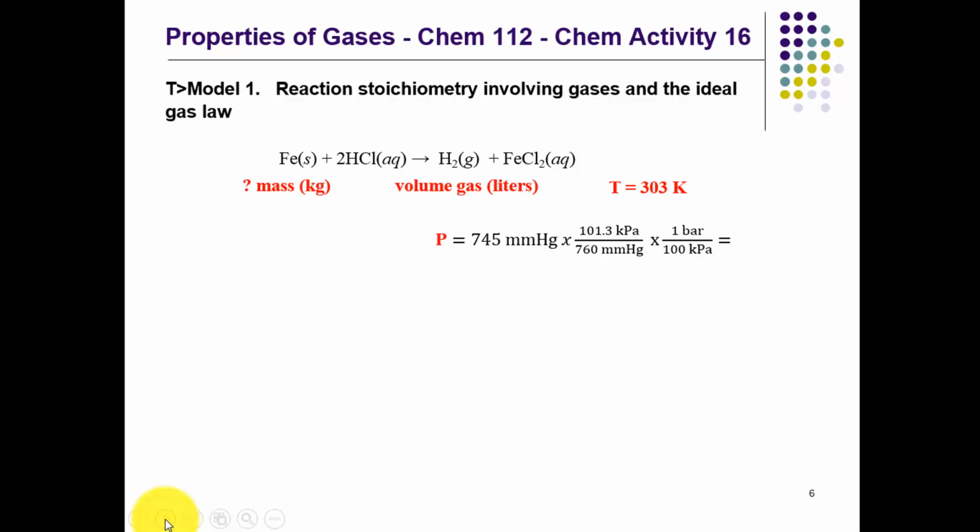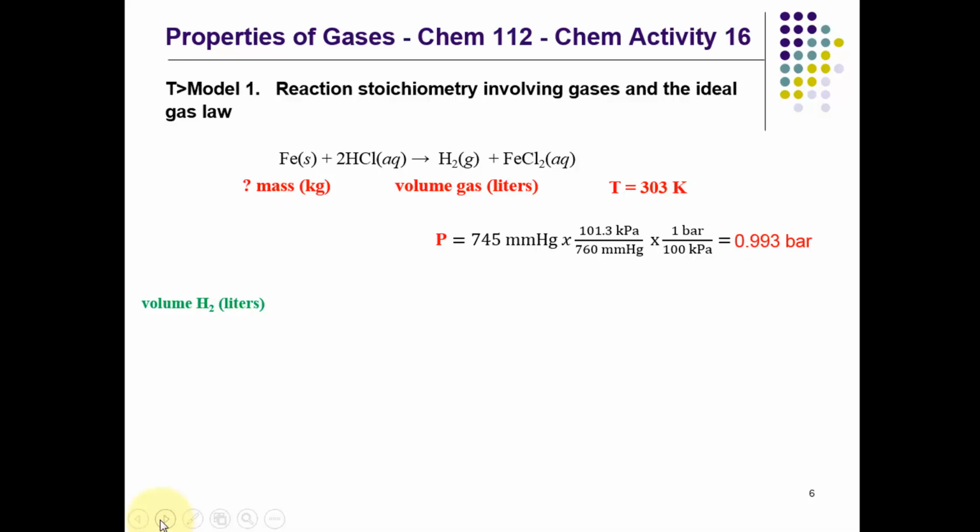Now, in using the ideal gas law equation, we want to work in bar. So we need to, first of all, change those millimeters of mercury units to kilopascals. Changing into the units of kilopascals is our route to being able to change the units to bar. So you can see that we go 745 millimeters of mercury, use the relationship of kilopascals to millimeters of mercury to find how many kilopascals that corresponds to, and then finally changing kilopascals to bar. And so in the end, we have a pressure of 0.993 bar.